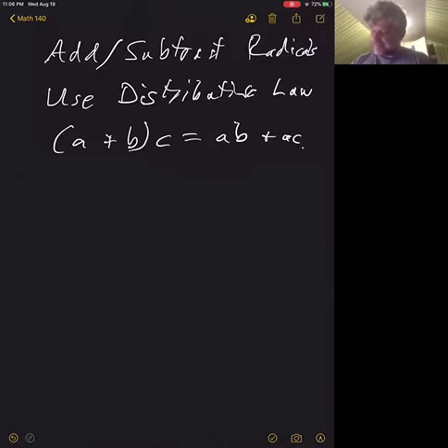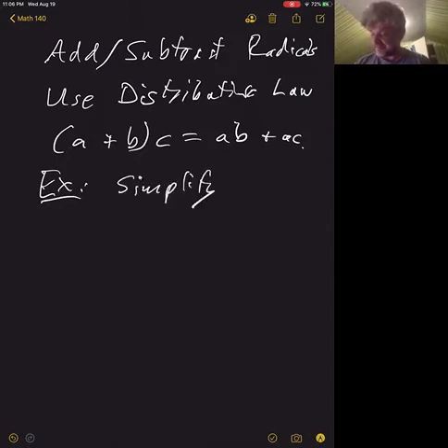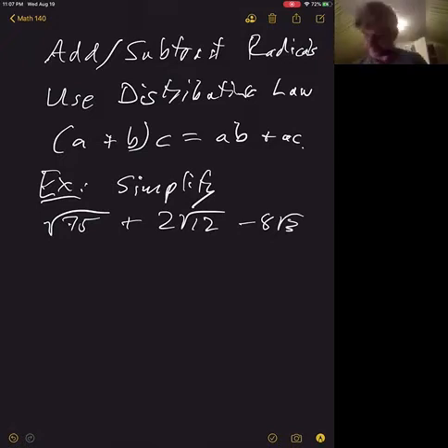Anyway, what if some of these things are radicals? Simplify square root of 75 plus 2 times square root of 12 minus 8 times square root of 3. What does that have to do with the distributive law? Well, you've got to do first some simplification like we did in the previous clip.